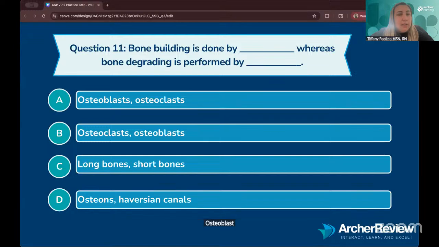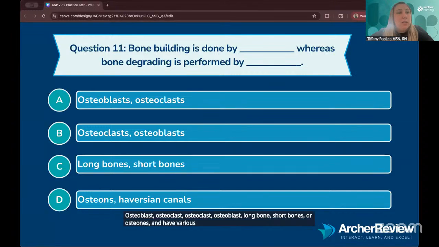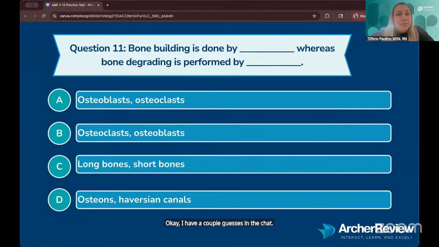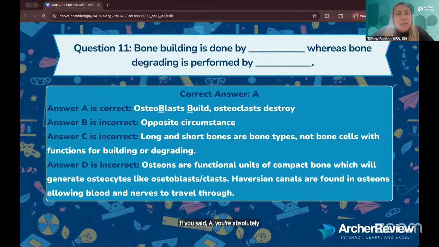Osteoblast, osteoclast, osteoclast, osteoblast, long bones, short bones, or osteons and Haversian canals. Okay, I have a couple guesses in the chat. If you said A, you are absolutely correct. So osteoblast, build. Think about them as building, okay? Blast, build. Clast, destroy. B was the opposite, right?